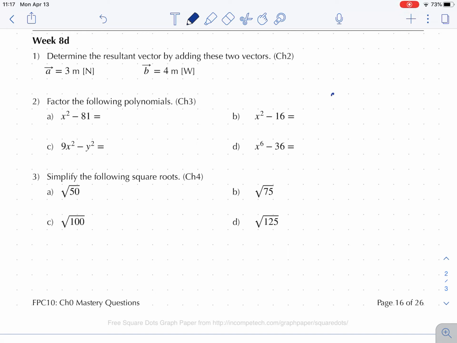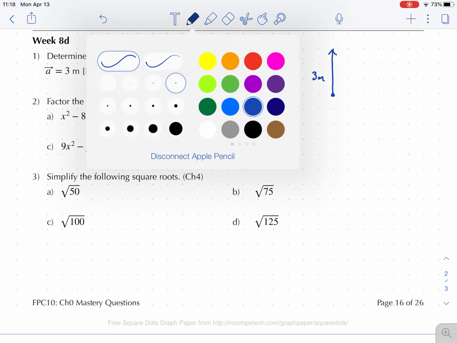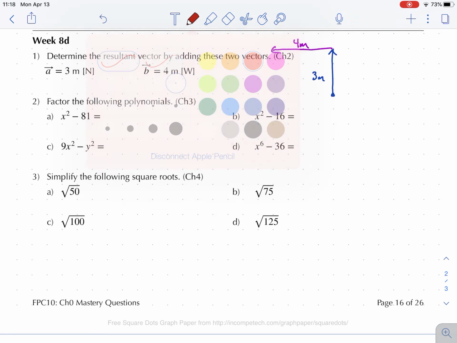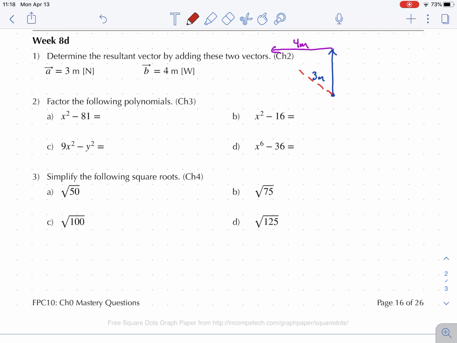All right, so let's get a sketch of the situation. Vector A is 3 meters to the north. So we have 3 meters this way. And then vector B is 4 meters to the west. Oh, that's this way here. Our resultant vector is simply this vector right here. That is our resultant vector.